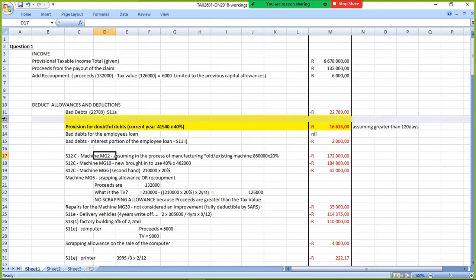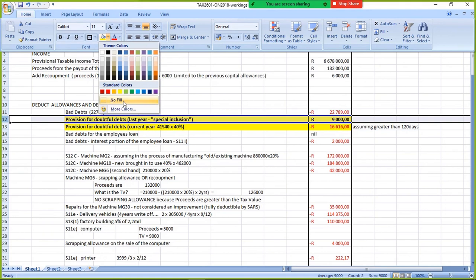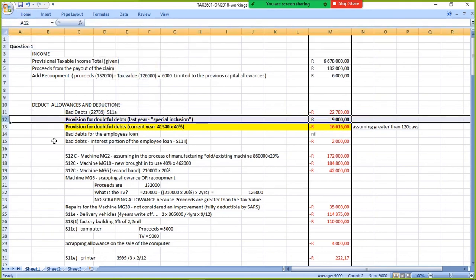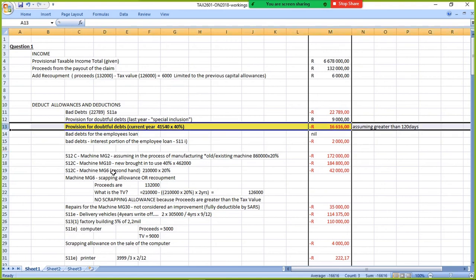Actually, not this one. That one's still fine. It's just the current one. The current one is the one that you need to look out for. Other than that, everything else will be the same as before. Is that all right?